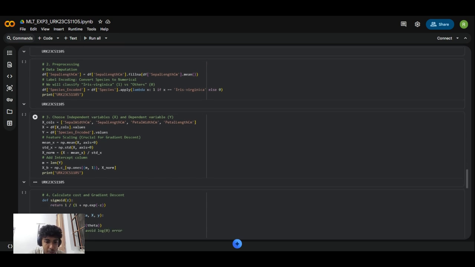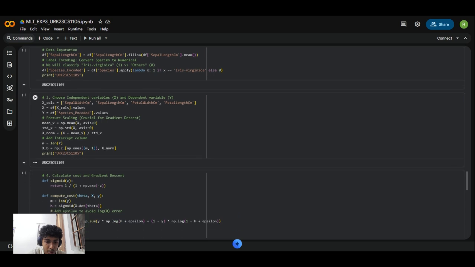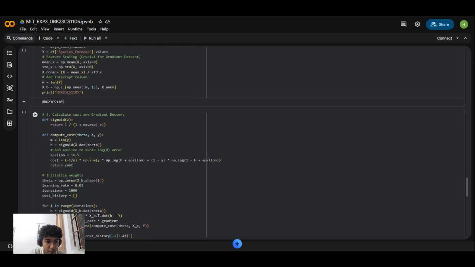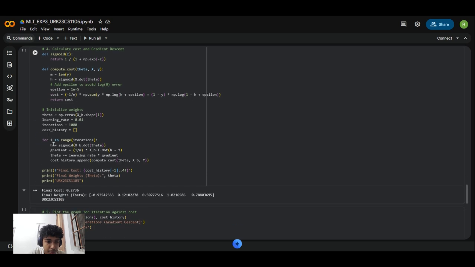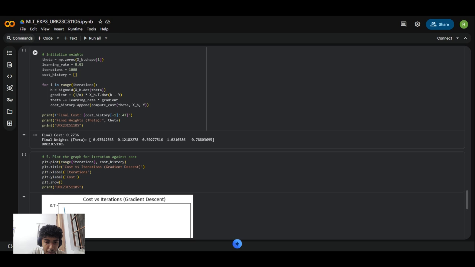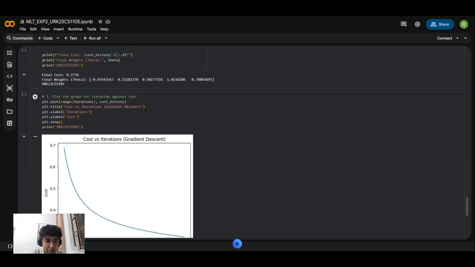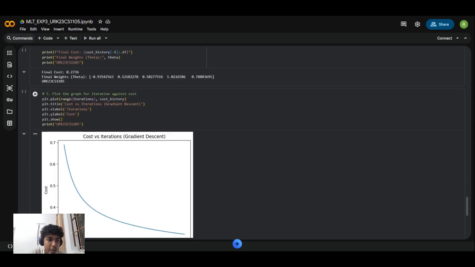Then coming to question number 4, cost and gradient descent, that is the sigmoid function. Values are converted into probabilities between 0 and 1, meaning it converts linear output into classification probability. The formula is given in the code. Then question number 5, plot the graph for iteration against cost.